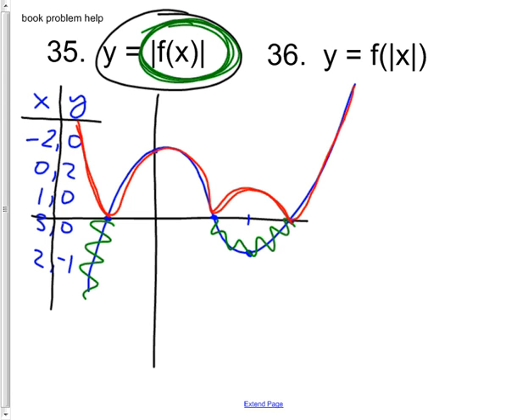Then you got to figure out what this means. They're absolute valuing all of the x values. So you figure out what that one's going to look like. That means that all the x values get absolute valued, so they have to all become positive. All right, so there's your help on that.